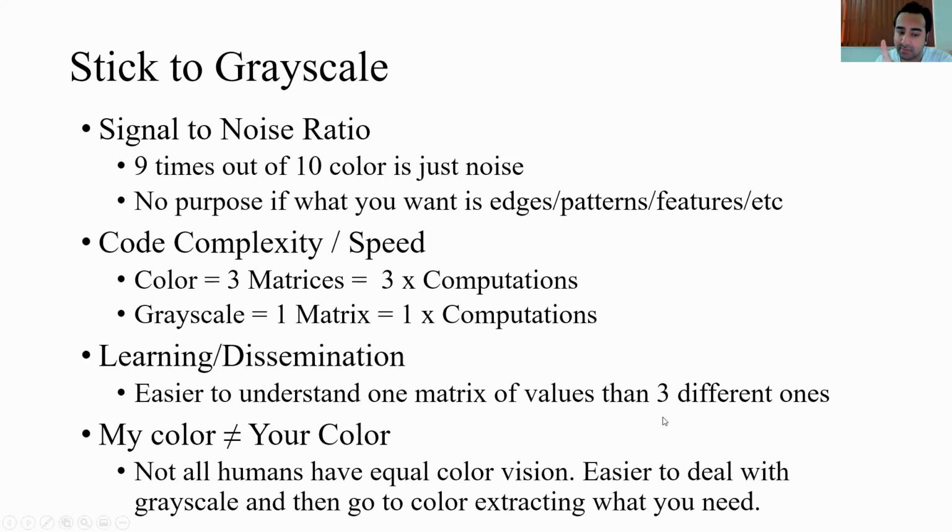And the last reason is that my color is not your color, meaning that all of us, for the most part, can see color, but we see their intensity slightly differently. So it's easier to just deal in grayscale and then go based off of feature extraction than it is to actually compare, oh, this blue here and that blue there, they work by inputting into this formula, and then the output is red here, but then my blue and red might not be your blue and red, and so on and so forth, so it might cause issues there.